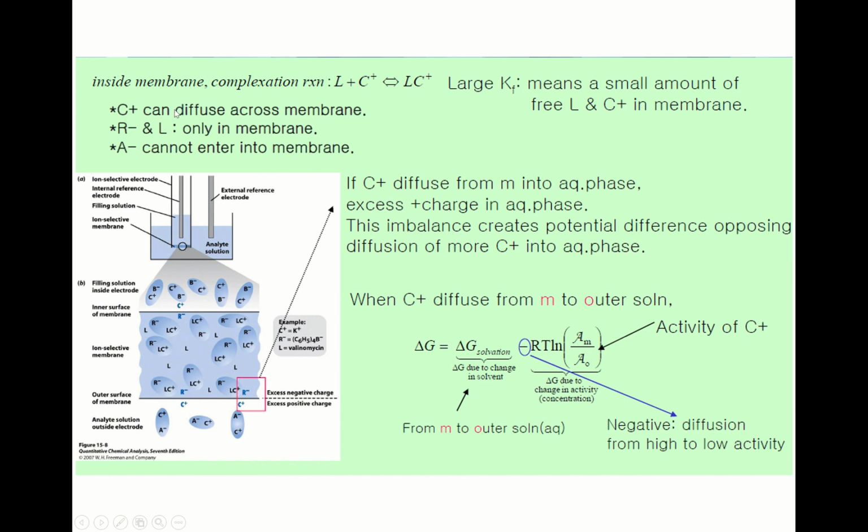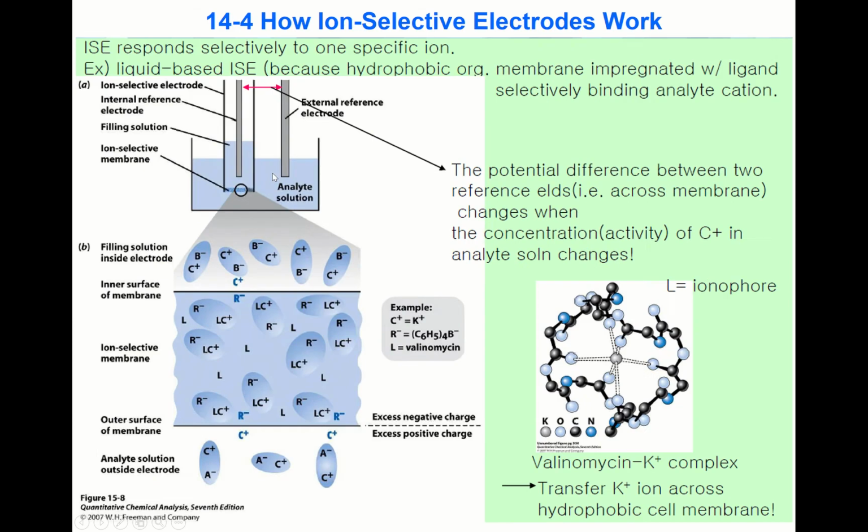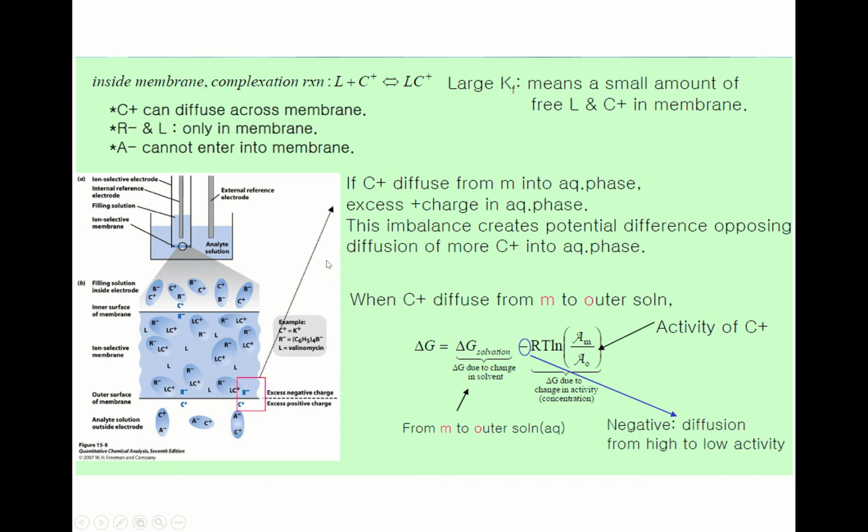So cation can diffuse across the membrane. R minus and L remain in the membrane, and anion cannot enter the membrane because valinomycin only responds to cations, especially potassium ion. If cation diffuses from the membrane into the aqueous phase, an excess plus charge in the aqueous phase develops.